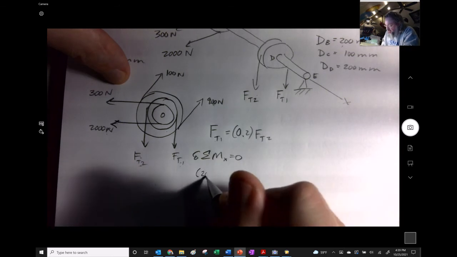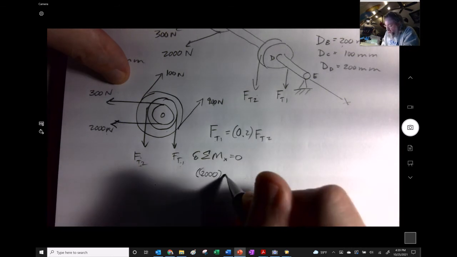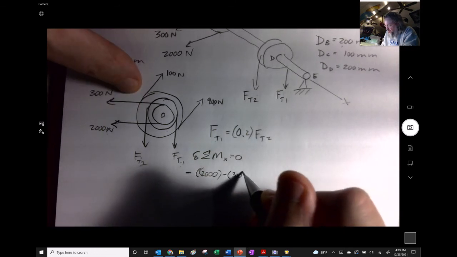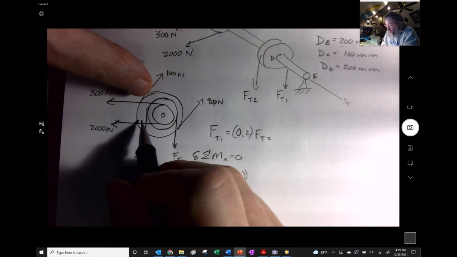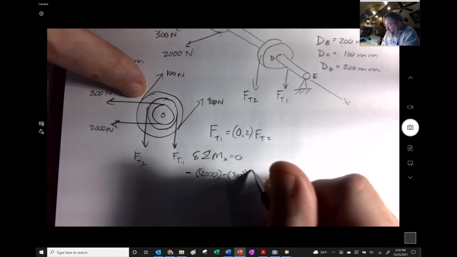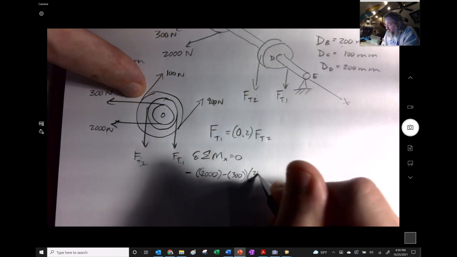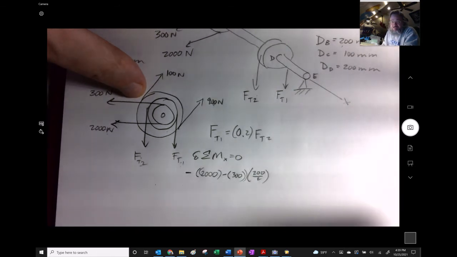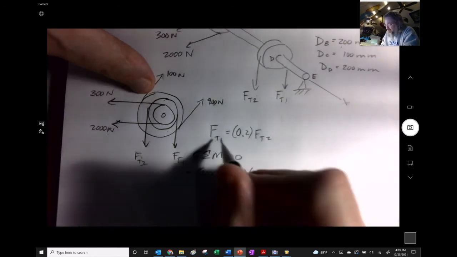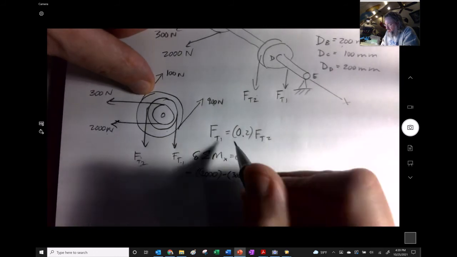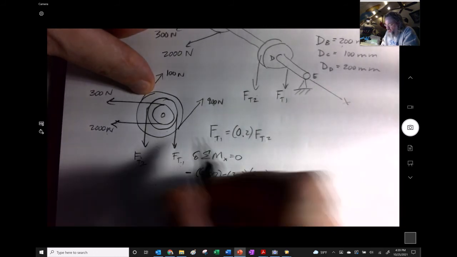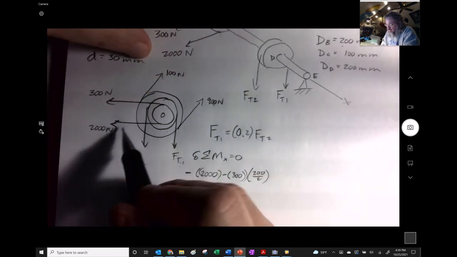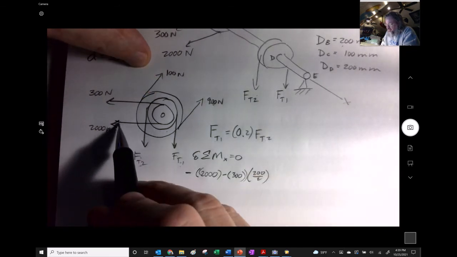So I'm going to say 2,000 minus, and this is clockwise, 300 times its diameter, which is, well, by the radius really, but 200 divided by 2. Everybody's going to be divided by 2, and everything's going to be in millimeters, so it's all just going to cancel out to be able to find out what the FT2 is, what we're going to try to solve for first. Okay, so that's this guy, this C right here.